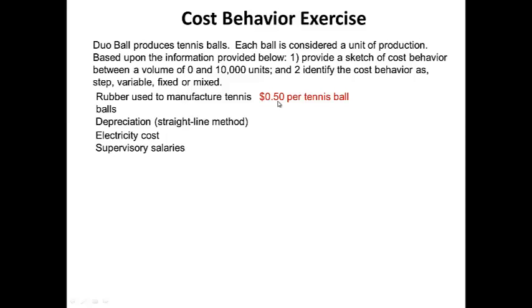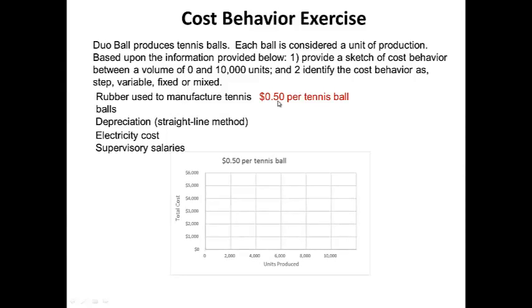So at this point in time, you'll want to stop the video, come up with your answers, the graph, and the name of the cost, and then when you're ready, restart the video for an explanation. So go ahead and stop the video. Okay, in restarting the video now, if we take a look at the cost behavior in terms of 50 cents per tennis ball between 0 and 10,000 units, what we see is a graph that looks like this.